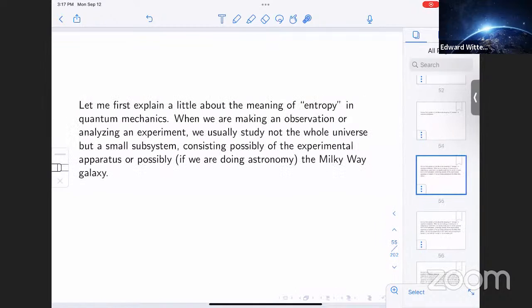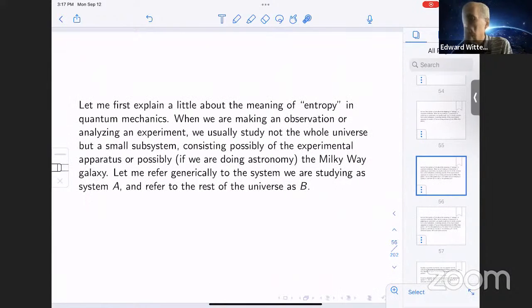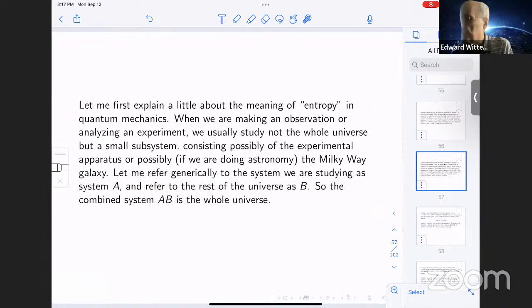You can explain to me later, but anyway, as I just said, when we make an observation or analyze an experiment, we're usually studying a subsystem, not the whole universe. So I'll generically refer to the system under study as A and the rest of the universe as B.